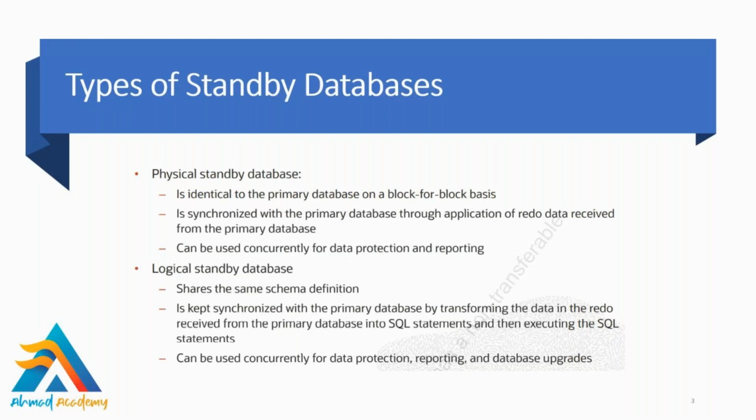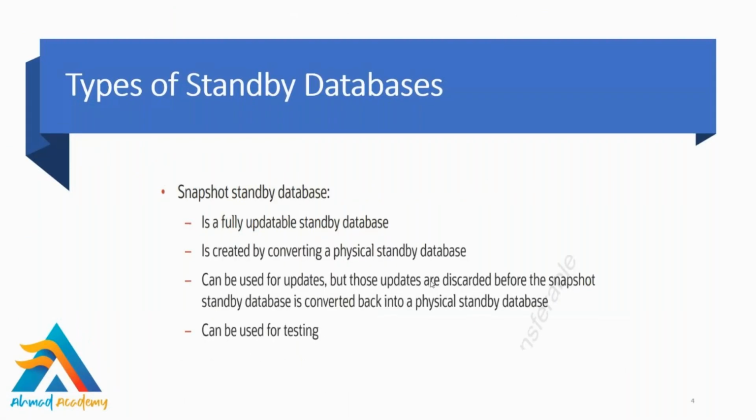And the third database is snapshot standby database. So snapshot standby database is a database that we create by converting a physical standby database actually. So if you don't have a physical standby, then you cannot make a snapshot standby. So the condition is that first you should have a physical standby, then you convert this physical standby to a snapshot standby database, and it receives the redo data from the primary database but does not apply the redo data until it is converted back into a physical standby database.